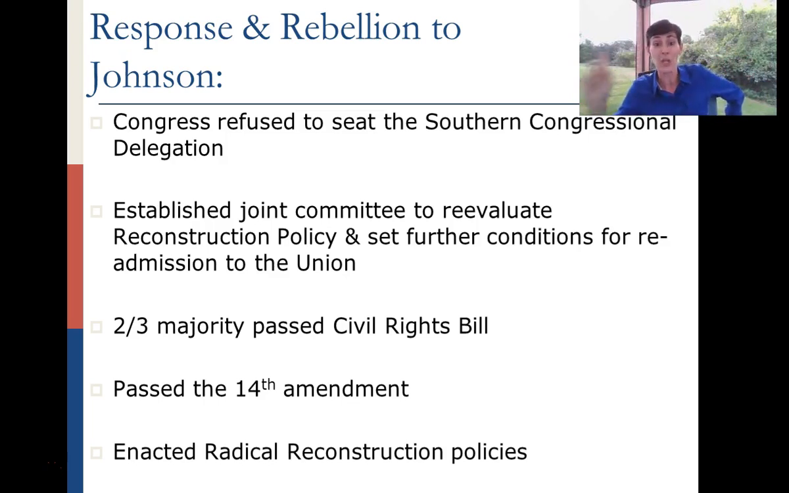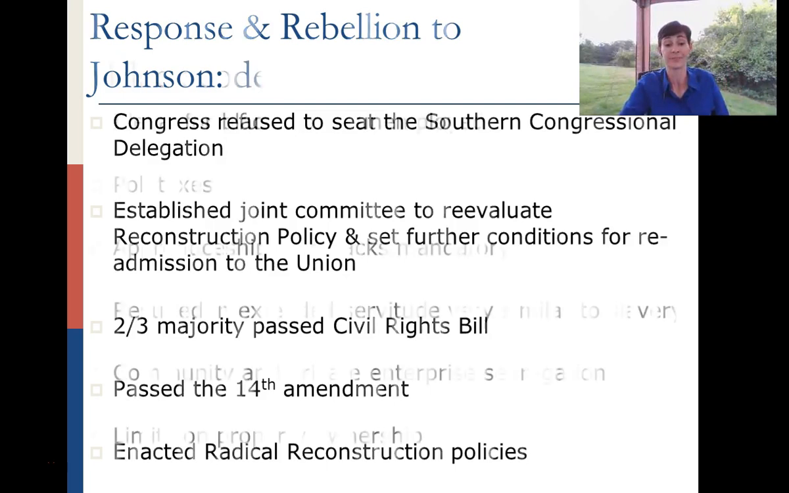Then they established a joint committee to reevaluate the Reconstruction policy, and they set additional conditions for readmission to the Union. That's like changing the rules in the middle of the game. Like, that's messed up, man. They had a 2/3 majority, and they passed a civil rights bill overriding Johnson's veto. They did pass the 14th Amendment. That was a good thing. But they also enacted very radical Reconstruction policies, which even sympathetic Northerners disagreed with. So there were some issues. Like, they doubled down on Johnson.